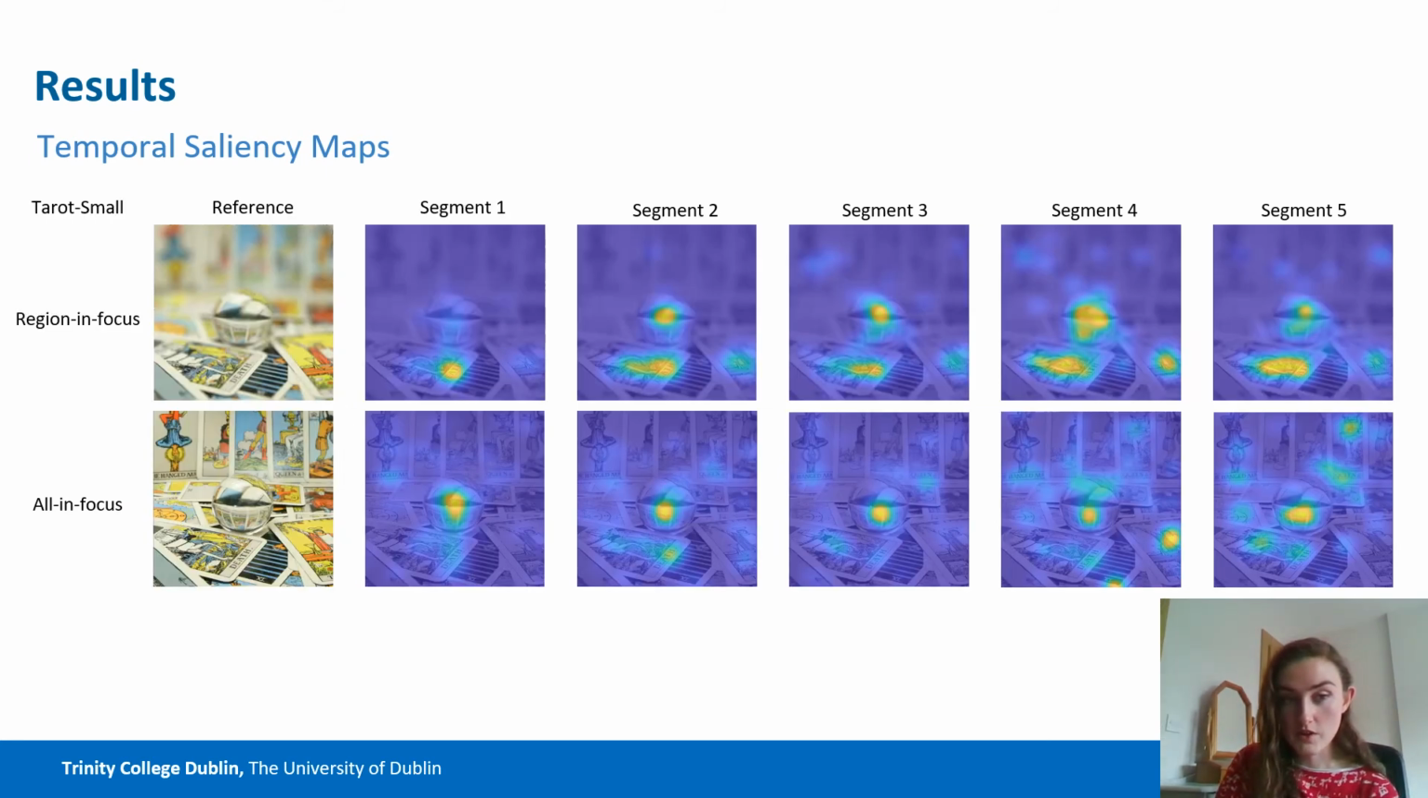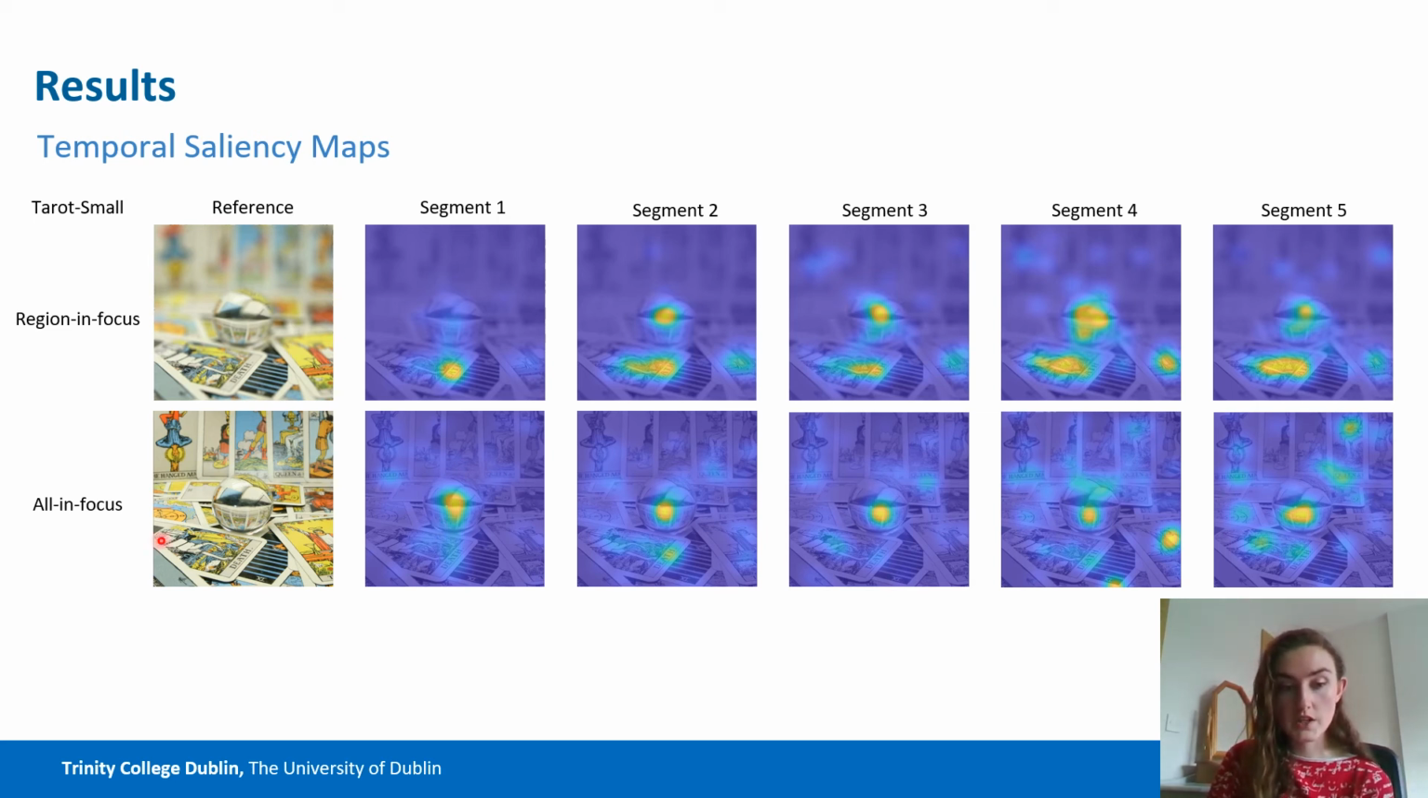So here's another example of temporal saliency maps for the Taro small light field. Here we have the region in focus rendering, and we can see that this is the area that is in focus throughout the entire 10-second video. But if we look at the saliency maps generated, we can see that yes, this region in focus has salient regions. We can also see that this object here is also showing up as a place viewers look, although it is not in the region in focus.